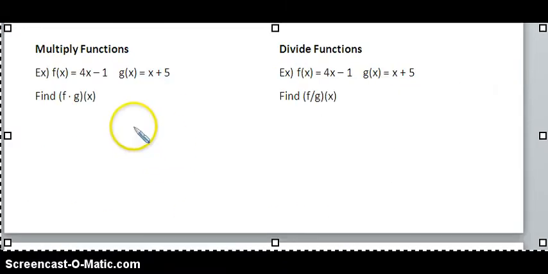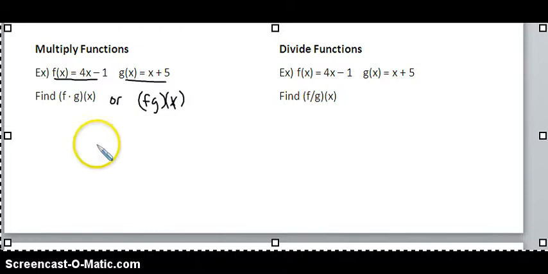Alright, this time we want to switch up and talk about multiplying functions. Still, we're dealing with the same two functions, the f function and the g function. When you see a dot, or sometimes you'll just see the letters written right next to each other, this means we're going to multiply. Pay attention to the difference though.